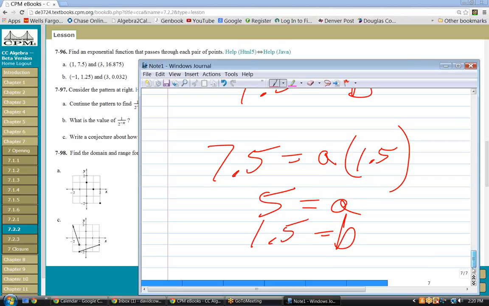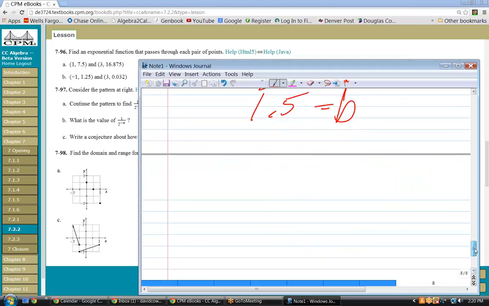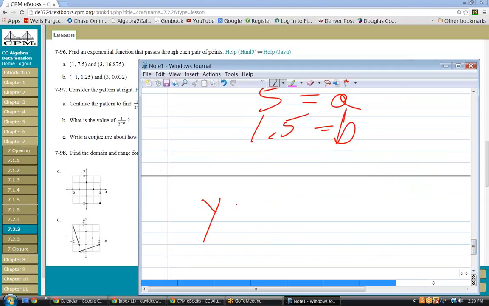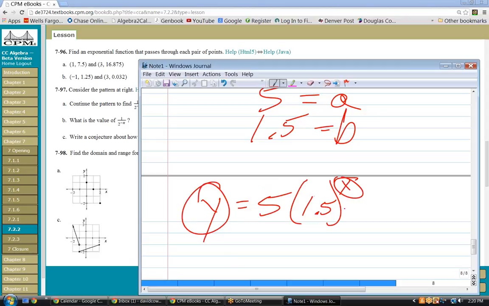What's our equation that they're looking for? 5 times 1.5 to the x. Good. In the final equation, you always still have the y, you always still have the x. All of our work has gone towards solving for A and B. And we did that. A was 5, B was 1.5, so we now have our specific equation for this problem.